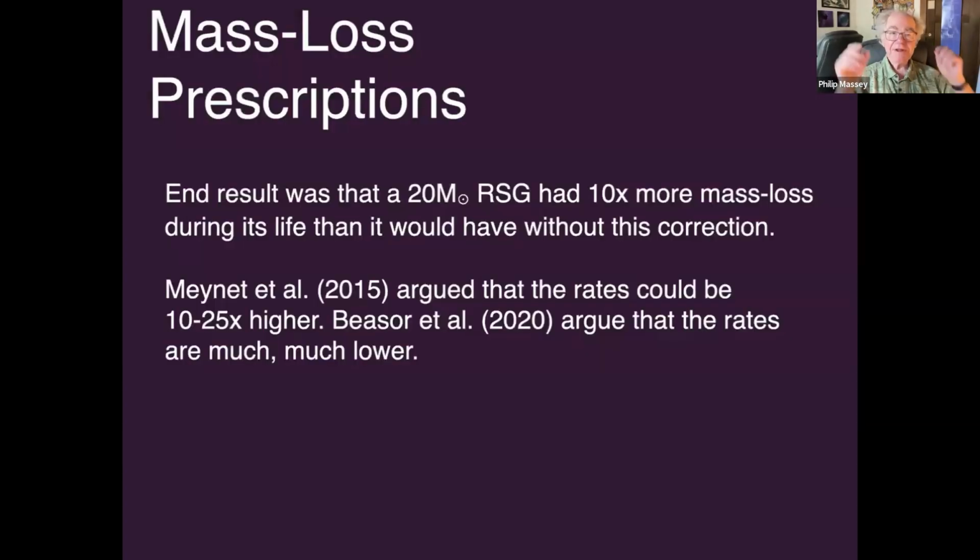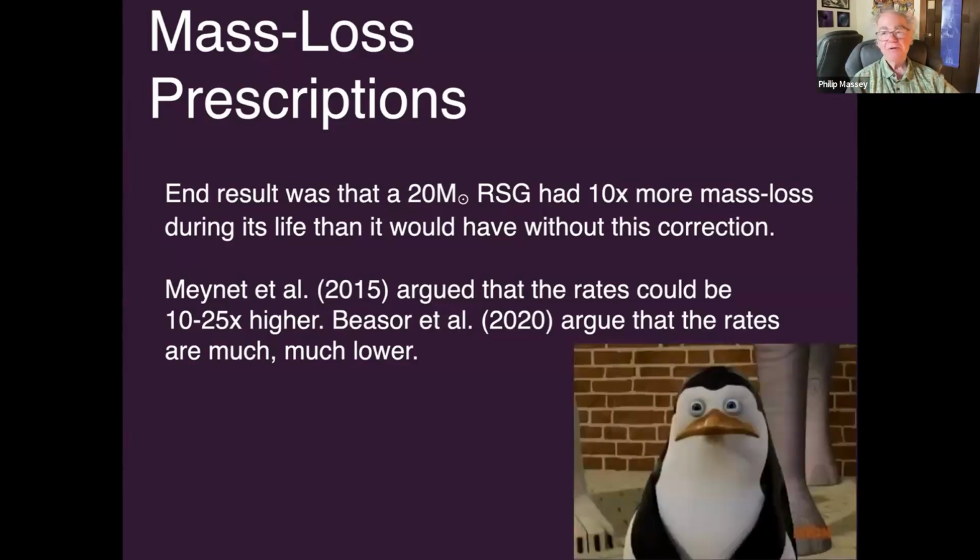And the result of this was that a 20 solar mass red supergiant had 10 times more mass loss during its life than it would have if you didn't make this correction for what happens when the star exceeds the Eddington limit. Georges Meynet has argued that the rate could be 10 or 25 times even higher than that based on the observations, while Emma Beasor would argue that the rates are already much, much too high.